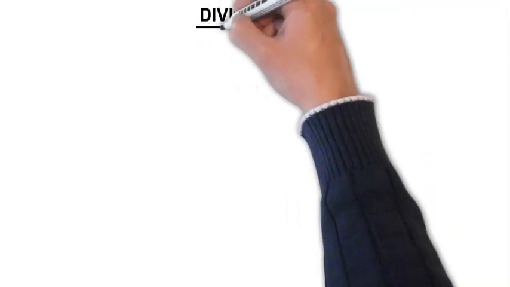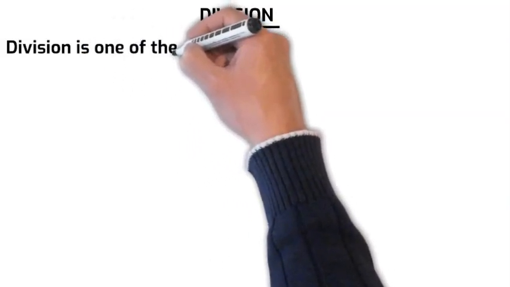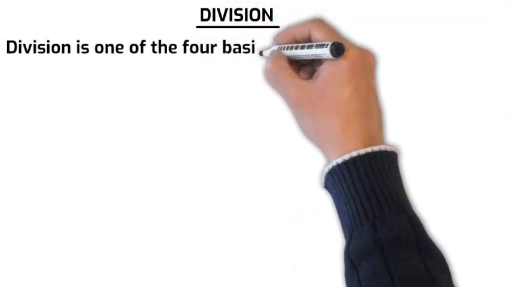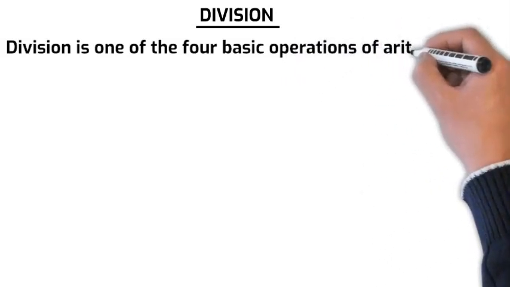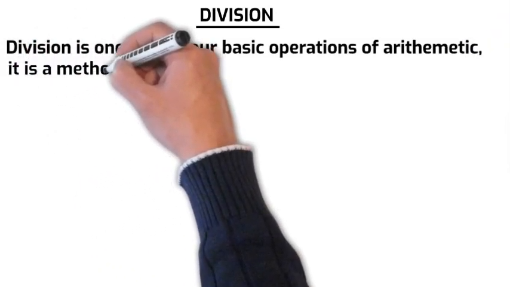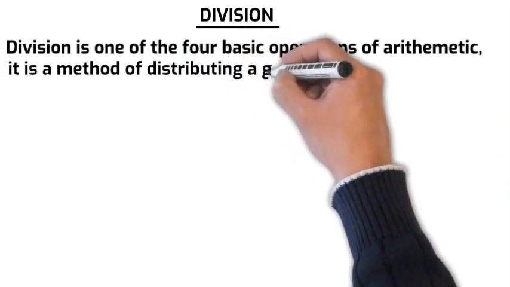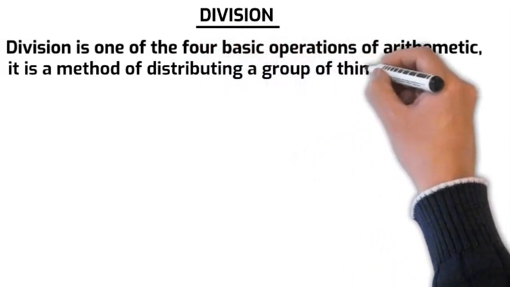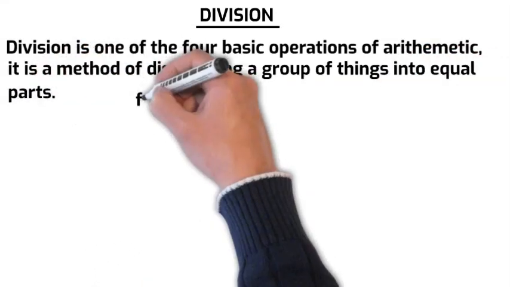Today, we will be talking about division. Division is one of the four basic operations of arithmetic. It is a method of distributing a group of things into equal parts.